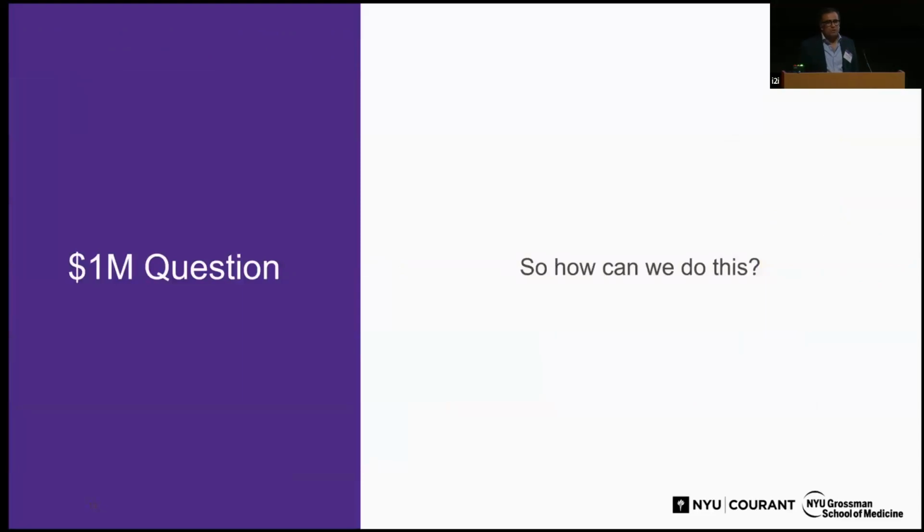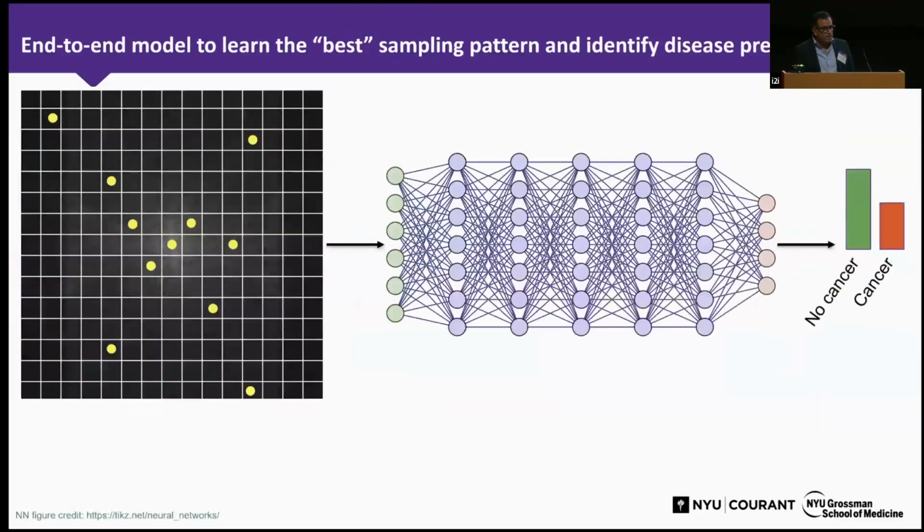So the question is, how can we do this? Recall, what we want is basically an end-to-end system that does two things. One is it detects or infers what we call a disease signature, which is basically a footprint within the k-space that has the maximum diagnostic information. And using that information, it produces a binary answer.